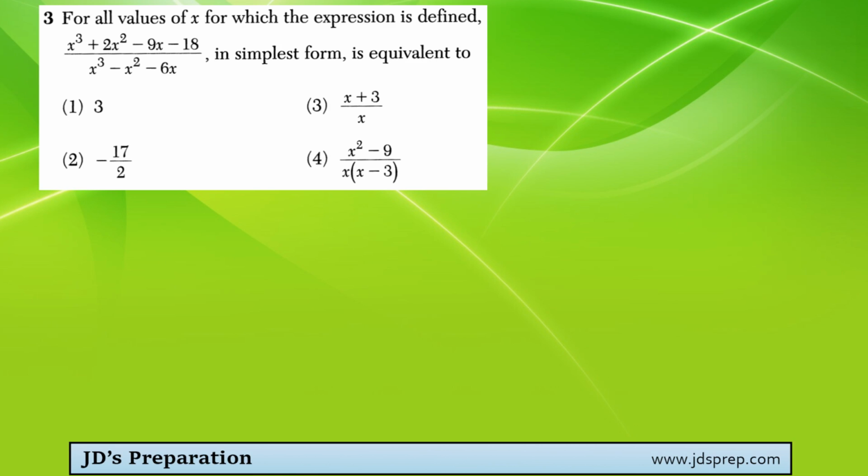In order to solve this problem, we need to factor both the numerator and the denominator of this fraction individually, and then ideally what's going to happen is some things are going to be able to cancel each other out. So let's start by looking at the numerator.